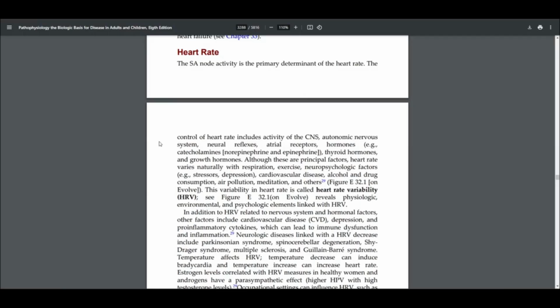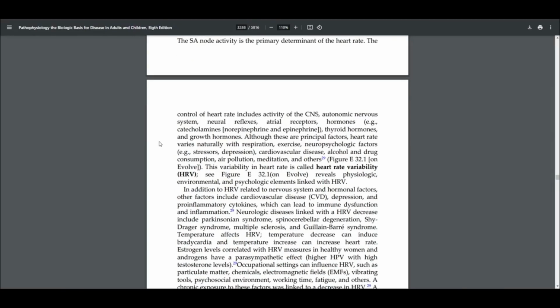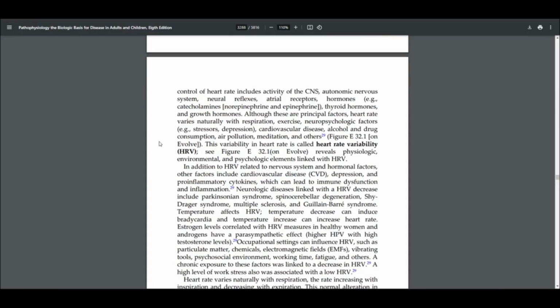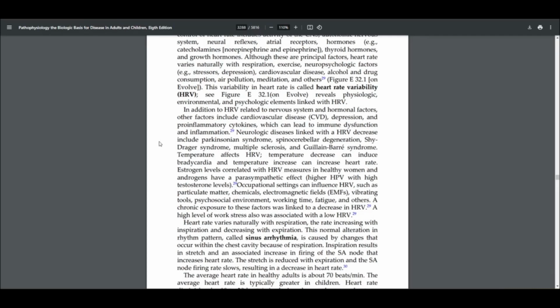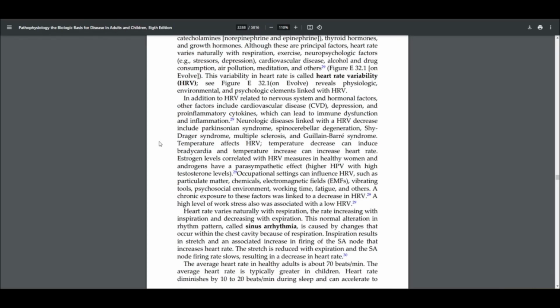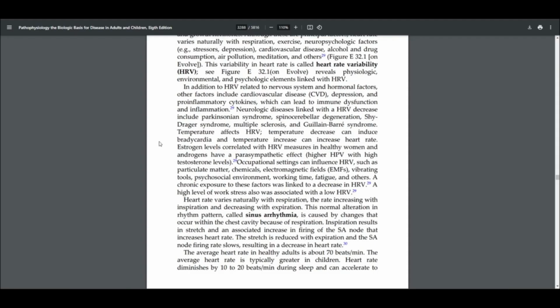This variability in the heart rate is called heart rate variability, or HRV, which we can take a look at in figure E. It reveals physiologic, environmental, and psychologic elements linked with HRV. In addition to the nervous system and hormonal factors, other factors include cardiovascular disease, depression, and pro-inflammatory cytokines, which can lead to immune dysfunction and inflammation.